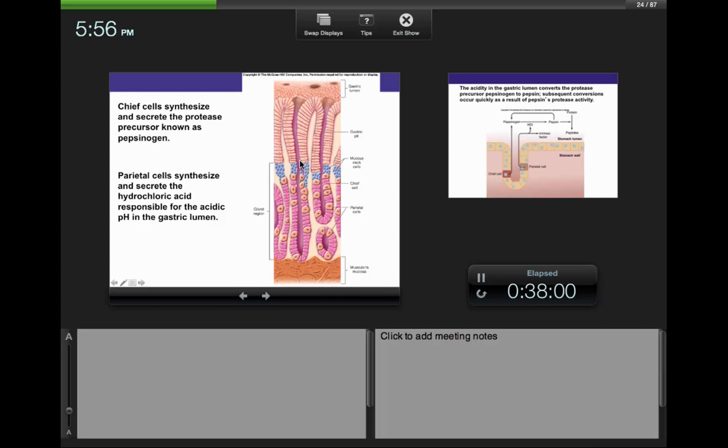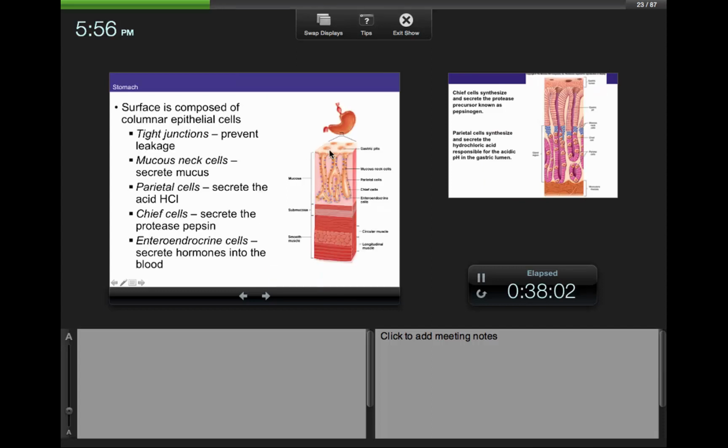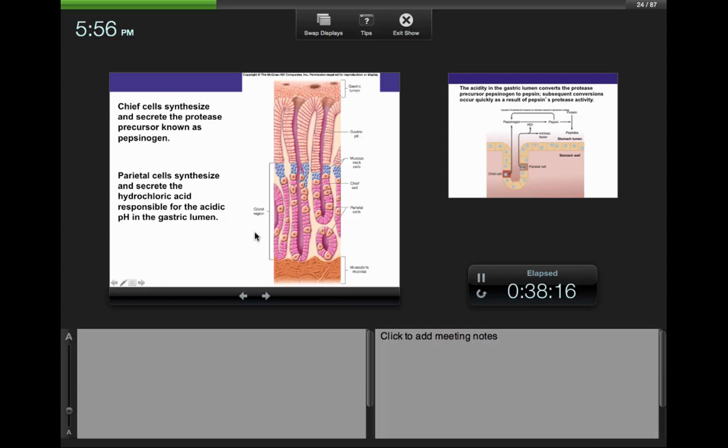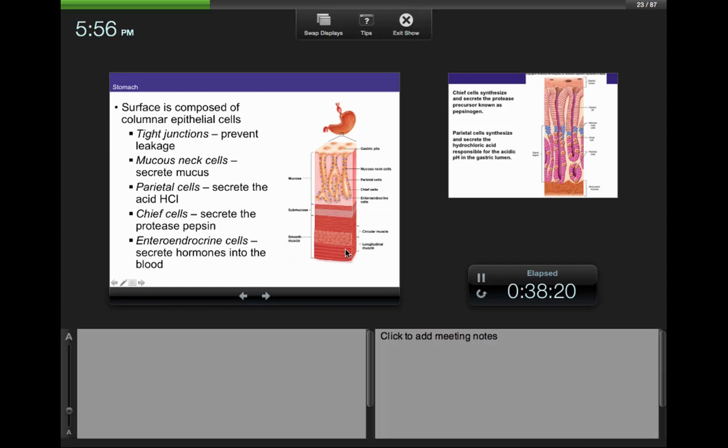So I'm going to go back. The mucosa has the epithelial cells, the submucosa underneath. That also has a layer of muscle. And then below that, nope, that's the mucosa. Below that is longitudinal muscle and circular muscle. And then this would be where the blood supply is down here.